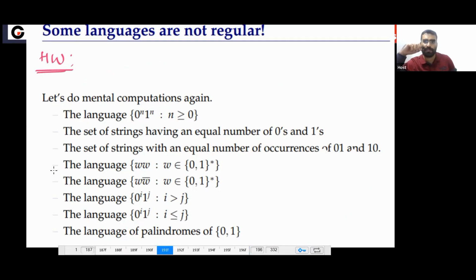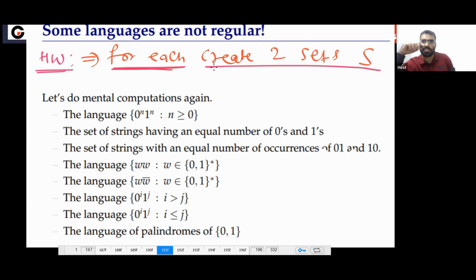Please understand what you need to tell me. For each of them you need to create two different sets S, which will work. Two sets S1 and S2 which will work. Remember, two infinite sets S1 and S2 you need to create, which will work.